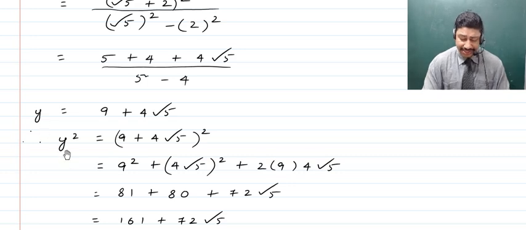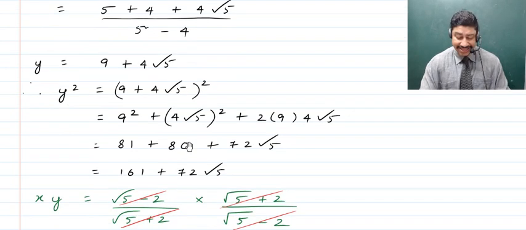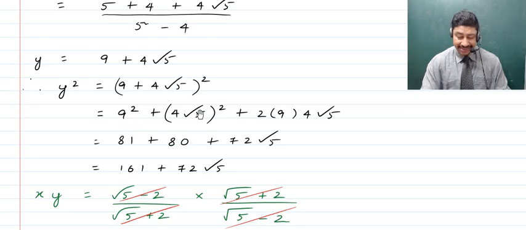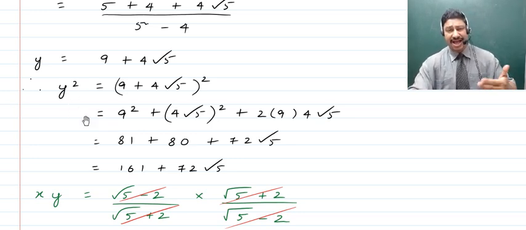Now as we require y square, we further have to square this. So that then becomes equal to a square plus b square plus the 2ab term. So 9 square is 81, and 4 root 5 square will become equal to 4 square is 16, and root 5 square is 5. 16 times 5 is 80. Then we have this 2ab term, 9 times 4 is 36, 36 times 2 is 72, multiplied with root 5 will become equal to 72 root 5. 81 plus 80 being like terms can be added, which will become 161 plus 72 root 5, the value of y square.